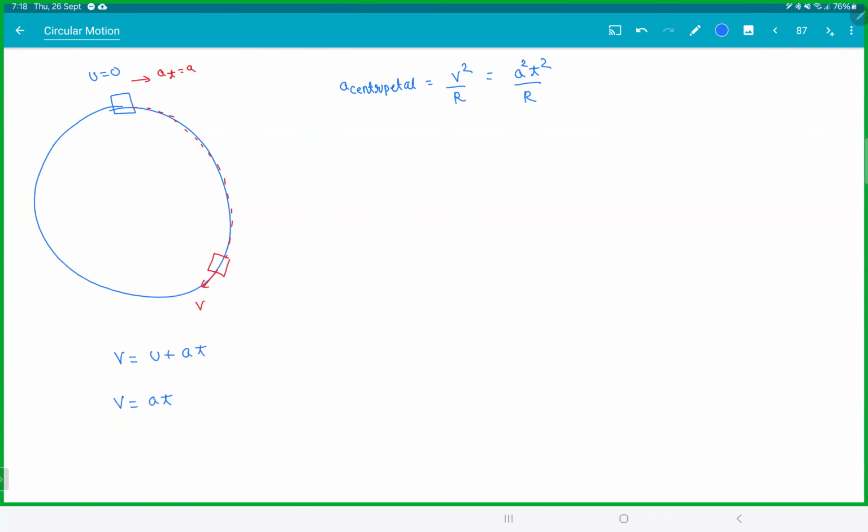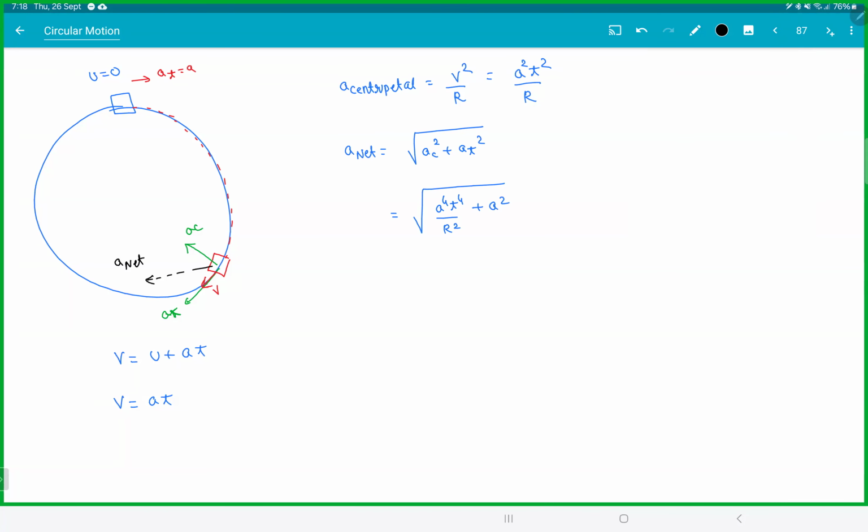What else do you want to find? A net. What is net acceleration? At this instant, understand this thing has two accelerations. One is your centripetal acceleration. One is your a tangential. So this vehicle is having two accelerations, and both are perpendicular. So a net would be root over a centripetal square plus a tangential square, which is a power 4 t power 4 by r square plus a square. This is your net acceleration. And this net acceleration will be somewhere like this.